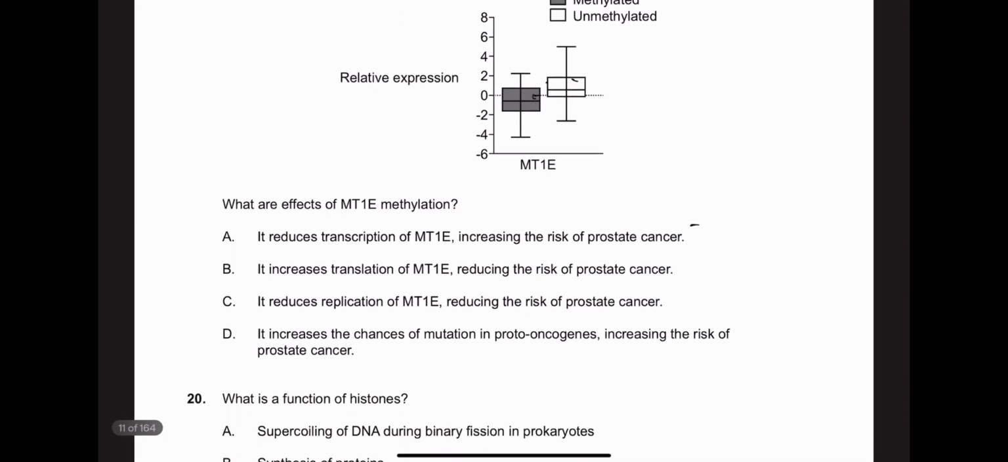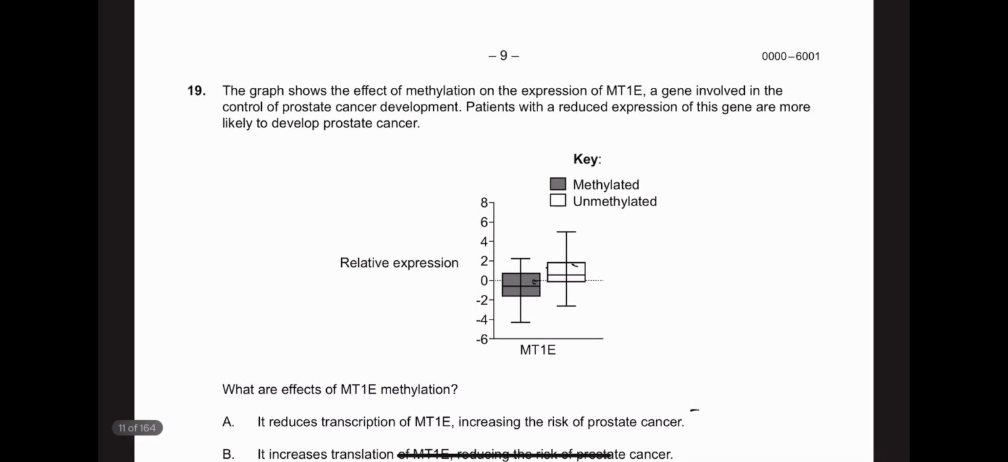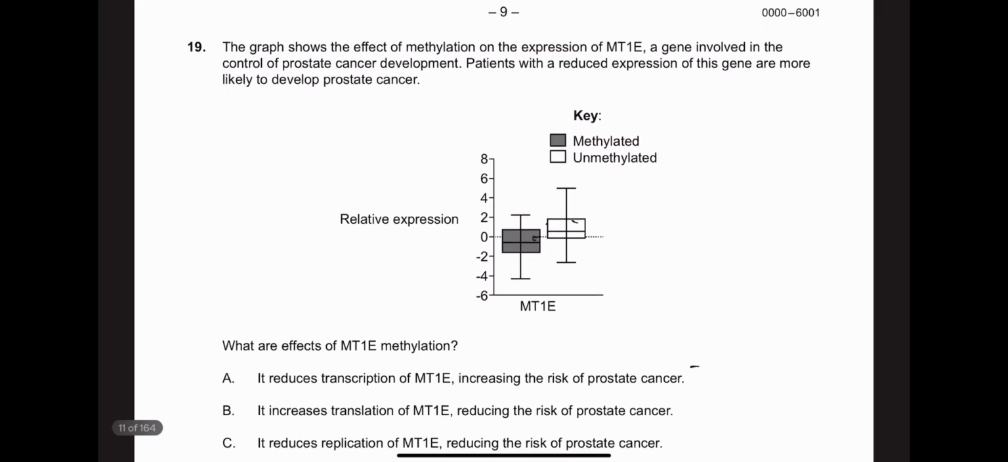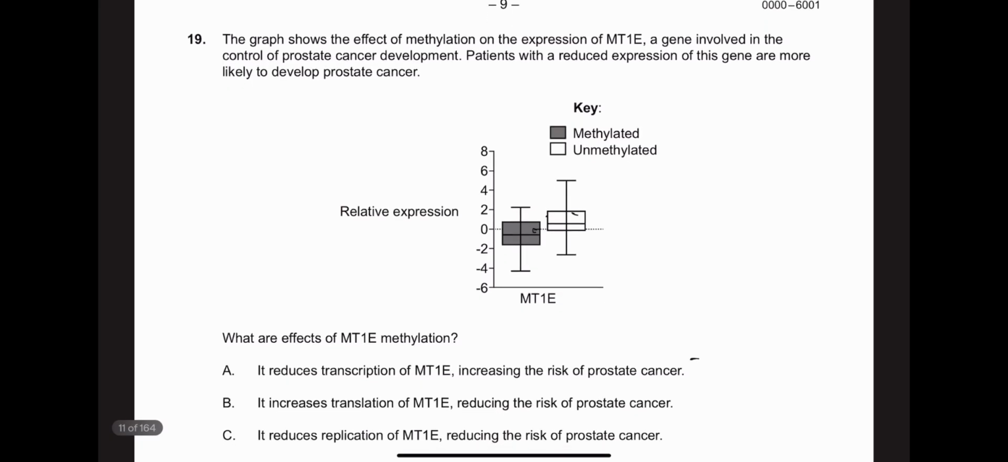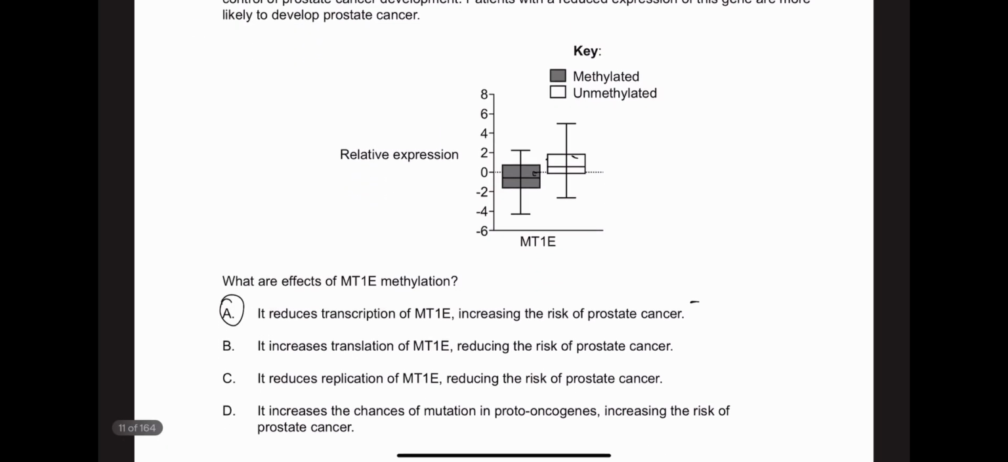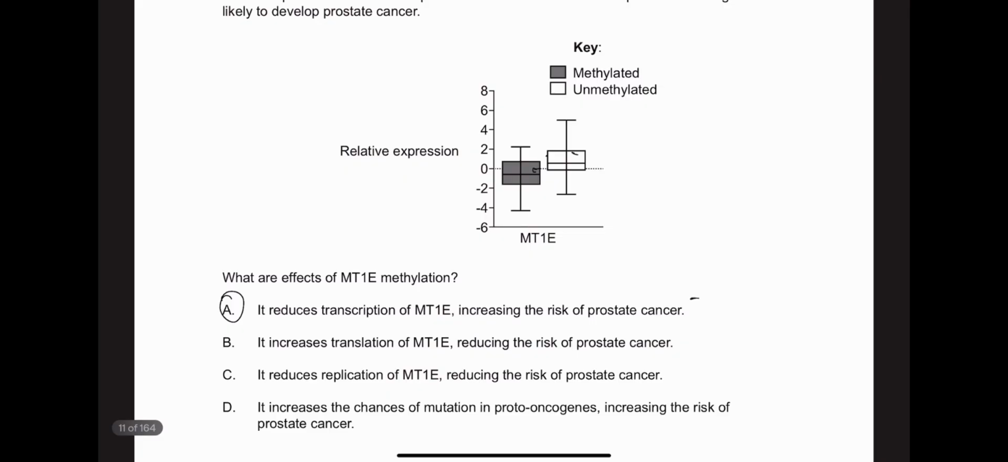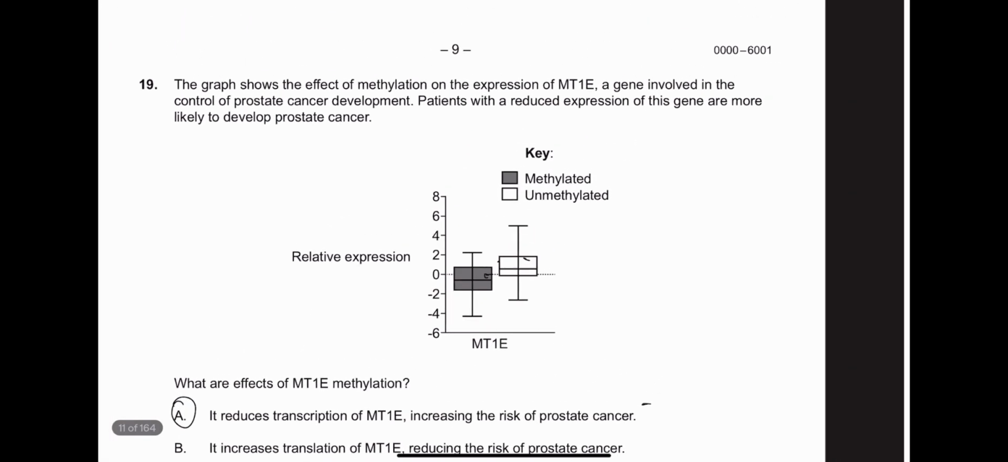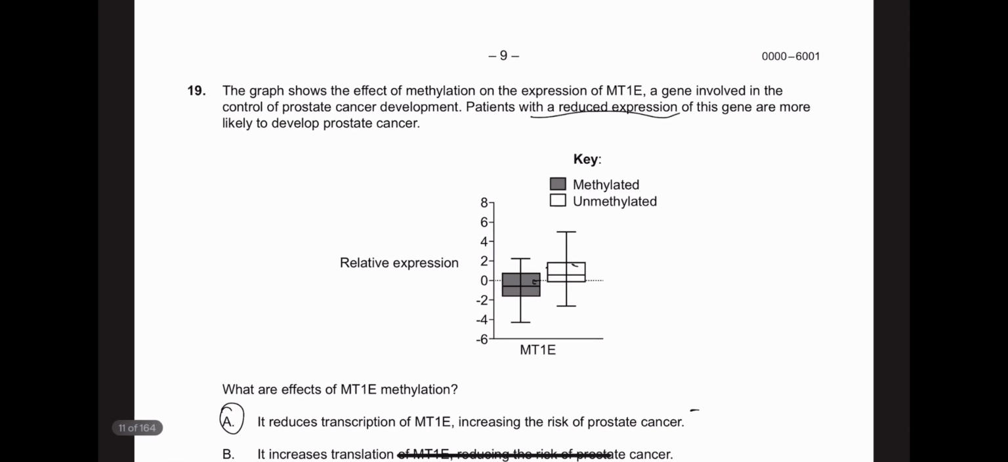Okay, so this isn't too complicated. It's basically just seeing if you can understand gene expression, right? What is gene expression showing us? Remember that what this is showing us in terms of expression is only relevant in terms of transcription. We don't have information based on our translation or replication because those processes are distinct. They're different processes. But from our data, we can infer that it reduces transcription of MT1E, and we know that this is going to increase our risk of prostate cancer, right? Because reduced expression of this gene are more likely to develop prostate cancer.